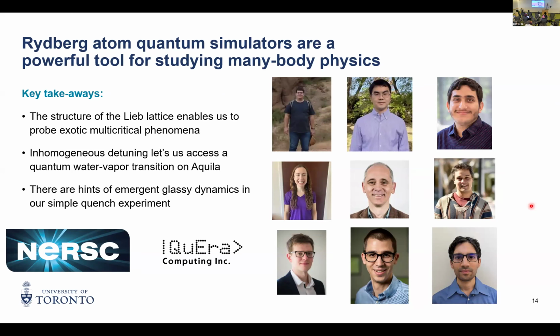So I'll just remind you of some of the key takeaways from what I talked about today, which is mainly that I wanted to try to convince you that these Rydberg atom quantum simulators are a very powerful tool for studying many body physics. By studying the Lieb lattice, we were able to access some exotic multi-critical phenomena that previous studies were not able to access. We were able to see a quantum water vapor transition, and we were able to get some hints of these emergent glassy dynamics. Thank you for your time.